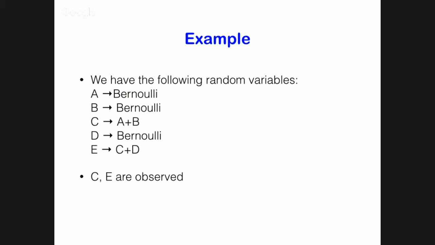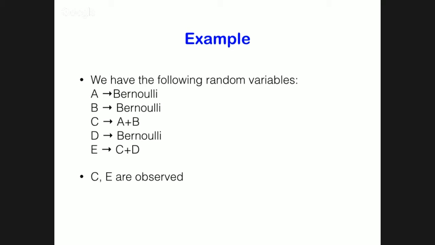You can start drawing. It's easy. So let's start. We have an event A. A doesn't depend on anything. We have an event B. B does not depend on any other event. We have C. Now C is the sum of A and B, so C depends on A and depends on B.